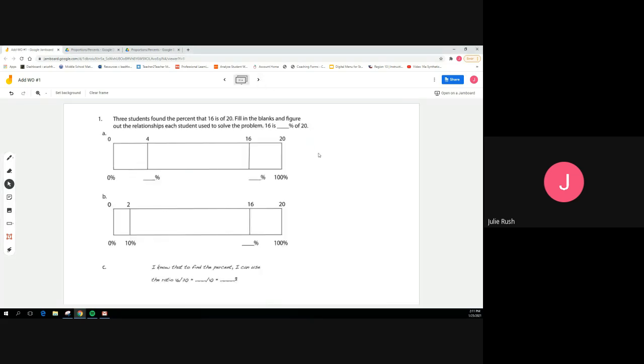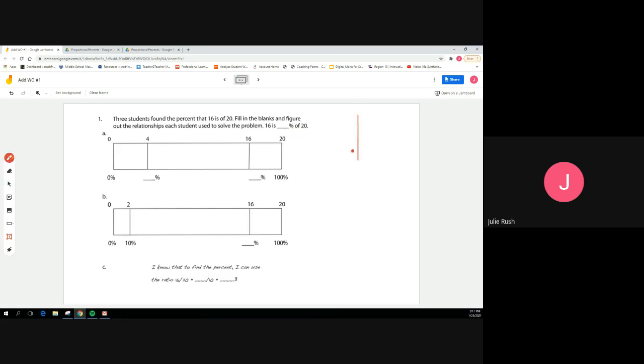Today's problem says that 3 students found the percent that is 16 of 20. That's a funky sentence. I don't like that. 3 students found the percent that is 16 of 20. Fill in the blanks and figure out the relationships each student used to solve the problem. 16 is what percent of 20?